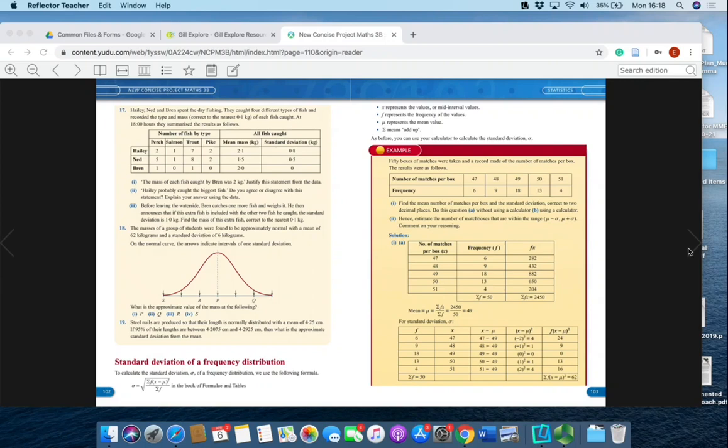Okay, now the next thing I want to do with you, and I'll wrap it up after this topic, is the standard deviation of a frequency distribution. So we did frequency distributions in the last recording where you had in this case 50 boxes of matches. You counted the number of matches in a box and you saw the frequency, or how many boxes had that number of matches. Okay, so I'm going to do this one with you.